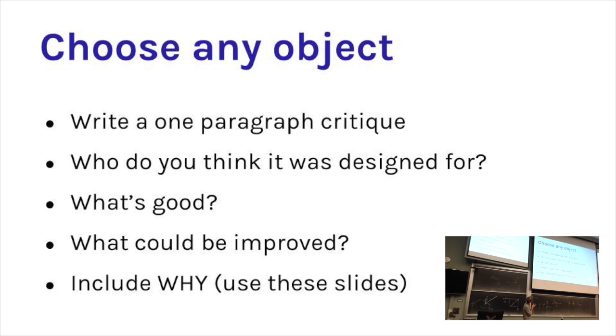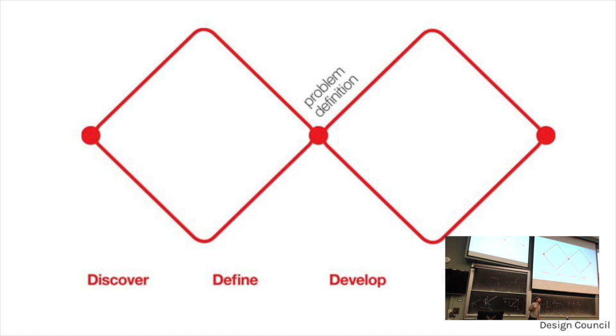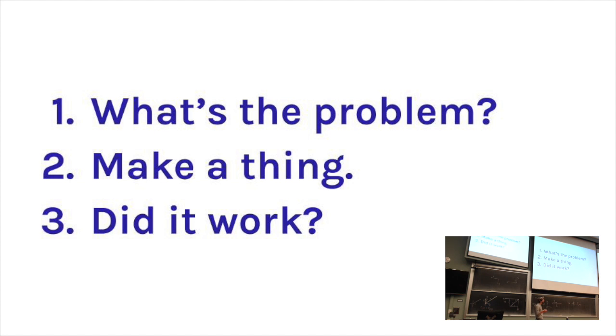We did a critique. You guys are still working on this, some of you to do tonight, if you are doing it. We talked about picking any object, like somebody's water bottle. What's good about it, what's bad about it. And then we talked about the process that you go through to make a design that suits all those requirements for something that's good. This is the double diamond process. And we sort of talked about a quick version of that process, which is what is the problem we're trying to solve first, then making a thing, and then using that thing to figure out if we solve the problem or not. Any questions on this stuff from last time?